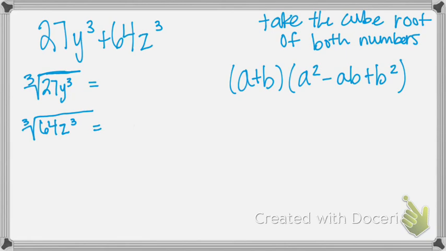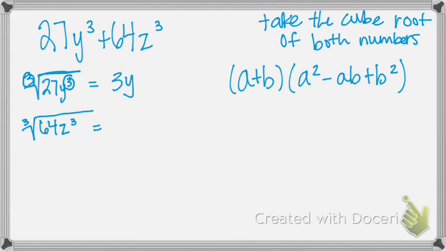What's a cube root of 27? 3, because 3 times 3 is 9, and 9 times 3 is 27. So we have 3. Is it just 3? 3y. Why 3y, Jawan? Because it's y cubed. Right, it's y cubed. So you got this 3, and you got this 3, and 3 divided by 3 leaves me with 1y. Okay? What's the cube root of 64?